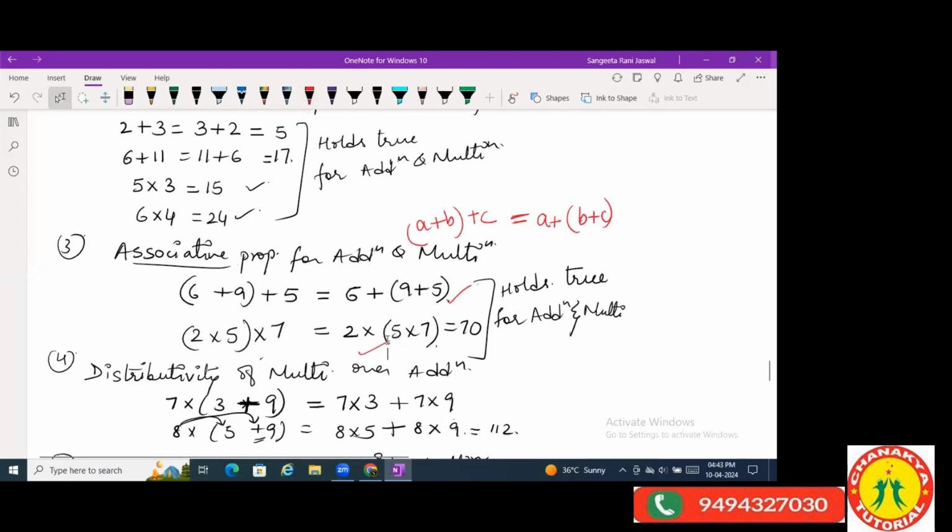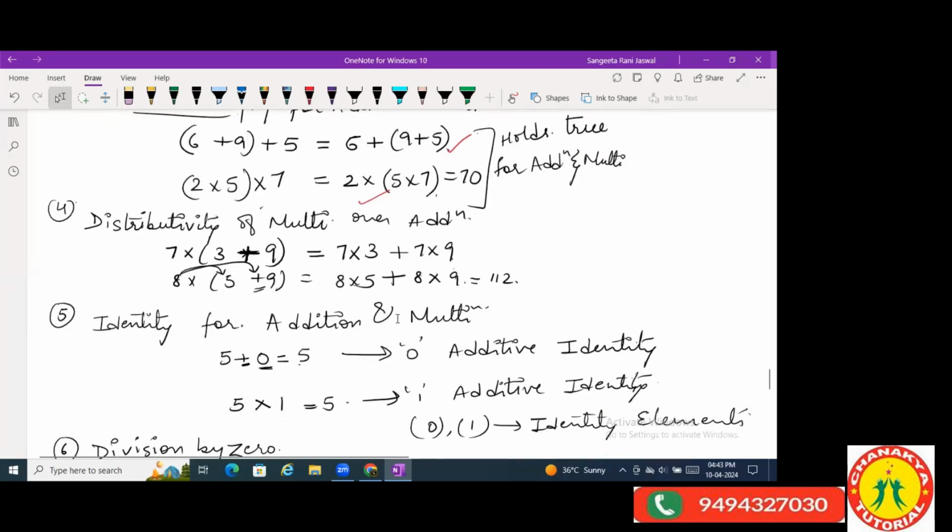This is just a recap of what you have done in your previous class. Okay, then next was the distributivity of multiplication over addition. Now, we have 7 multiplied with, inside the bracket, 3 plus 9. So we call it distributivity of multiplication over addition, right? So when you do 7 into 3 plus 9, 7 will first multiply with 3, then 7 will multiply with 9 also. So on both sides, the answer will be the same.